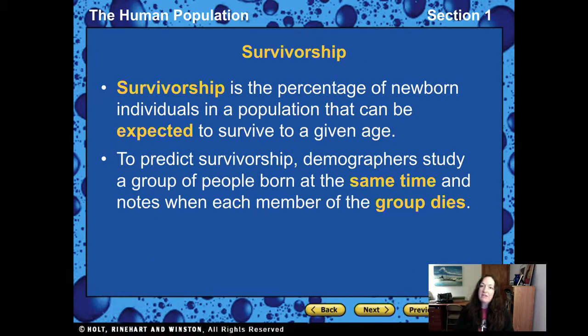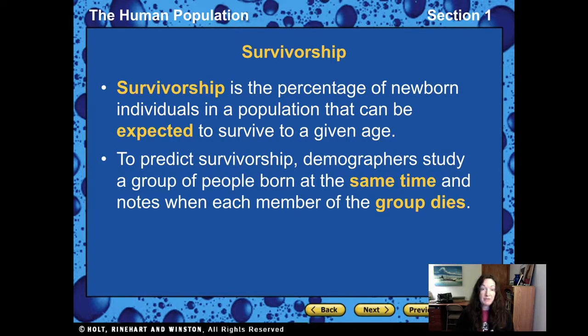Survivorship is another thing that demographers look at, and it's really just the percentage of newborn individuals that are expected to survive to a given age. When we're studying human populations, it's usually expected to survive to reproductive age. To predict survivorship, demographers look at all the people born at the same time and then note when each member of the group dies. So oftentimes when we're looking at survivorship, we're looking into the past and observing certain patterns of survivorship in certain time periods.